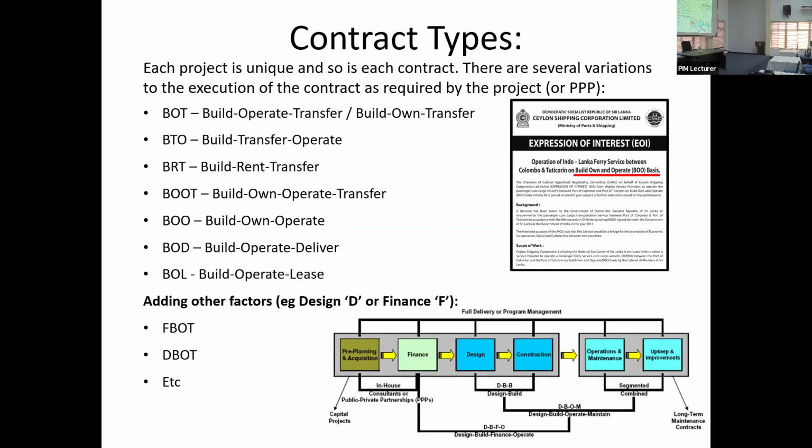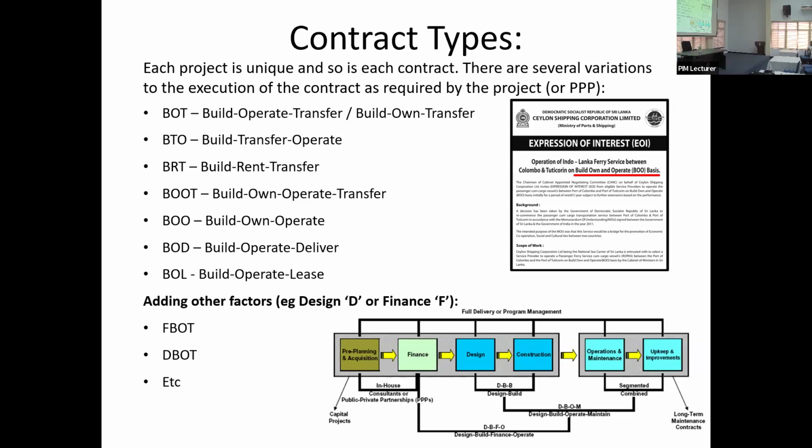So you must be familiar with these words. Right? Now, if you see here, this is a Ceylon Shipping Corporation expression of interest. And the term is BOO, BOO. The term is BOO. Build, own, and operate. So then you have to price it for BOO, not for BOT.